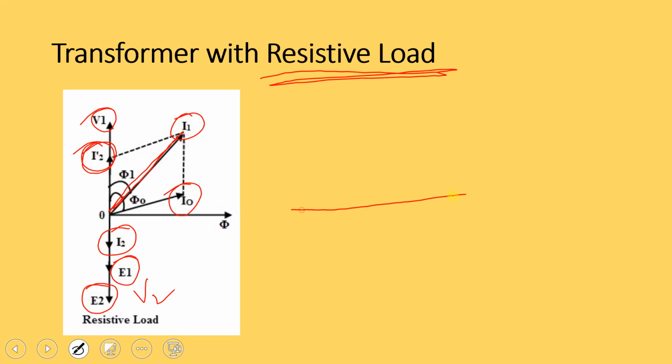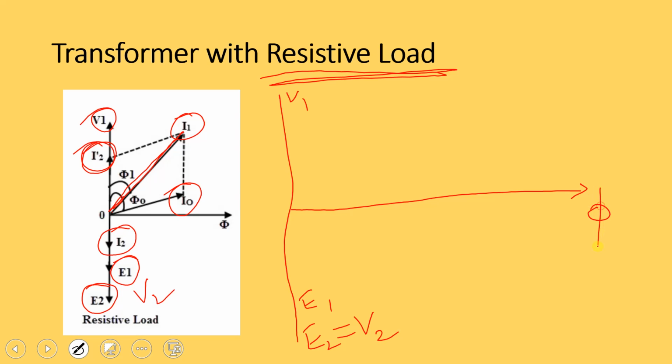Now here I can redraw it for reference. We have V1, and opposite to it we have E1, and we have the E2 voltage, and we have V2, and on this side we have the angle phi. This is the no load current, and the I2 current flows when we have the resistive load. It is in phase. This is I2, its opposite is I2 dash.